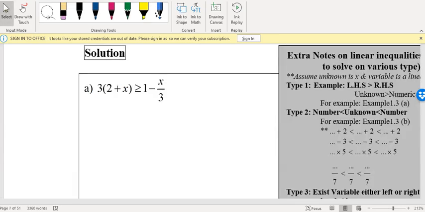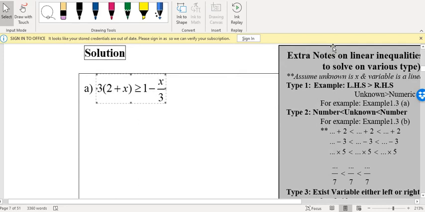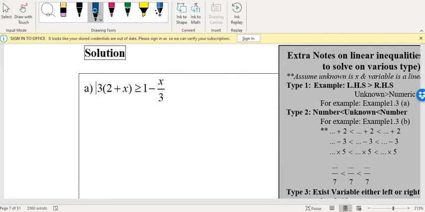Okay, let's try the A together. How do you solve this question? There are two ways of doing it. Either you simplify the bracket or you expand it. It depends on what you want. Here you can expand. So 3 times 2 you have 6, 3 times x you have 3x, and the rest you just copy.